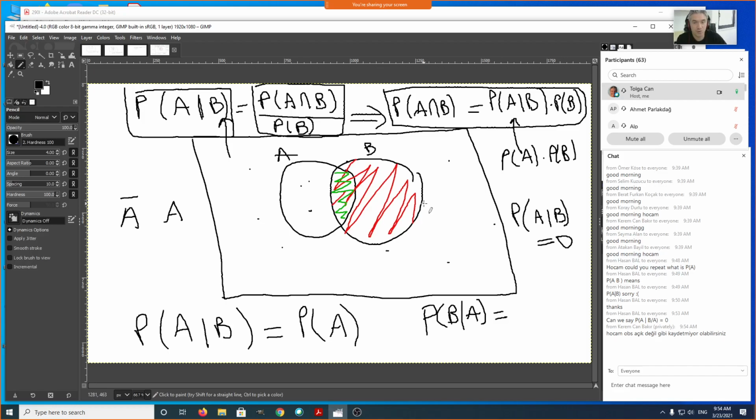If two events are mutually exclusive, then the conditional probability of one of them given the other is going to be 0. For mutually exclusive events, this will be 0. And when you say here B difference A, it means the part of B that doesn't include A. B difference A and A are two mutually exclusive events. Therefore, the conditional probability will be 0.